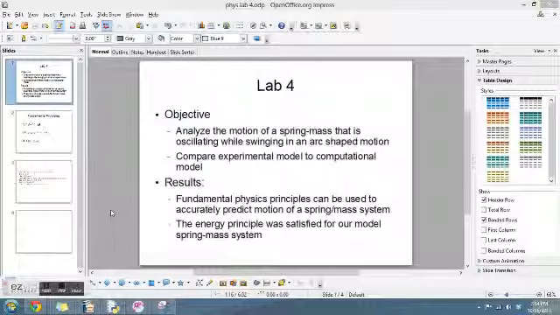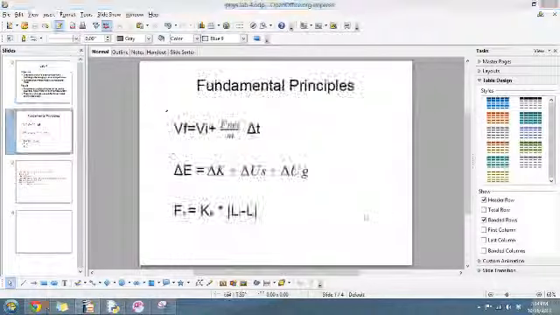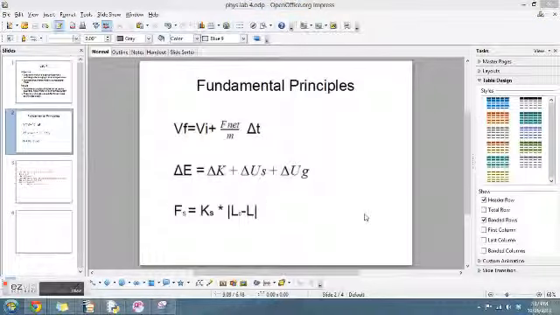and that the energy principle is satisfied. The main principles at play are Newton's second law and the energy principle. Newton's second law is given by force equals mass times acceleration. This can be manipulated so we can find a new velocity. This is given by the first equation above.